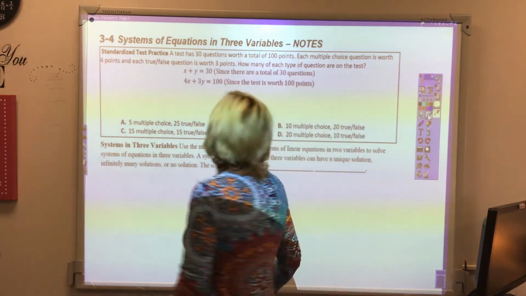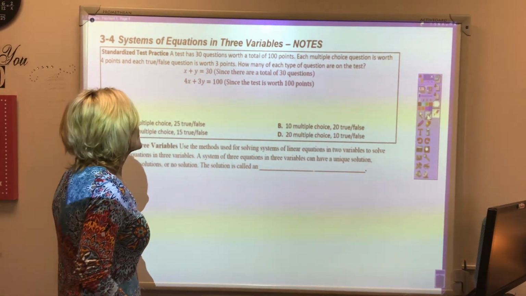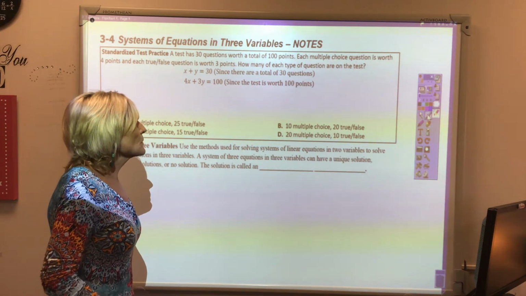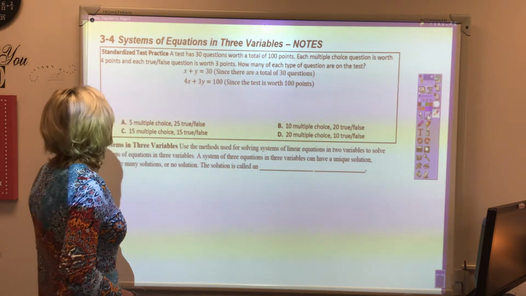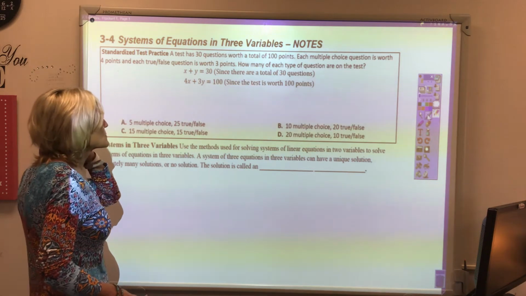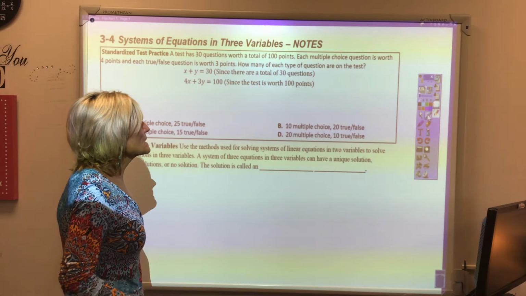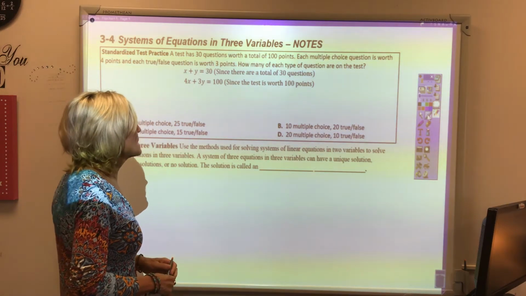So the problem reads, a test has 30 questions worth a total of 100 points. Each multiple choice question is worth 4 points and each true-false question is worth 3 points. How many of each type of question are on the test?